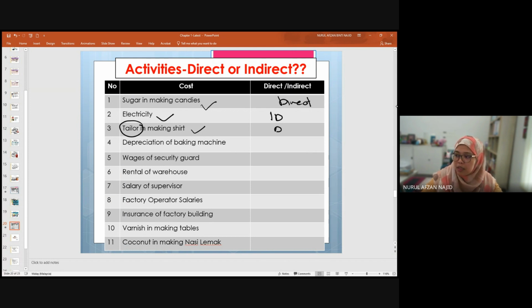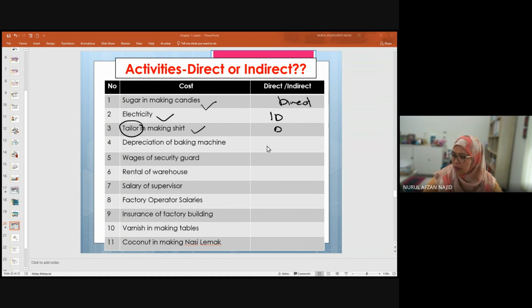Okay. Depreciation of baking machine, Harira Naimah. Harira Naimah. Oh, you on microphone tapi tak dengar. You just letak dekat chat box mungkin. Tak boleh.